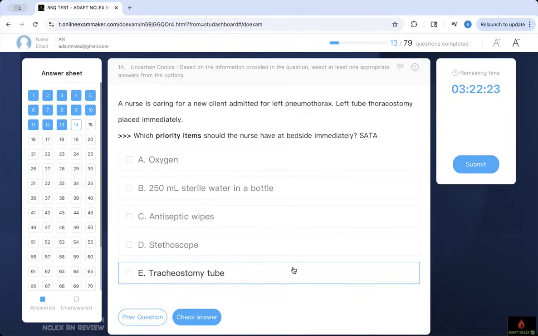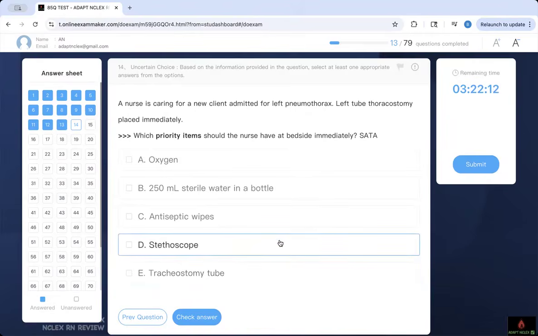Pause the video. Think about it. Assume, make yourself as if you are taking the test, and then put down your answer. Let me know. But you don't need a tracheostomy. You may need a stethoscope. You may need an antiseptic wipe. You may need 250 sterile water in a bottle or oxygen. But if you have to prioritize 3, you got to pick 3 items. So which one are you going to pick?